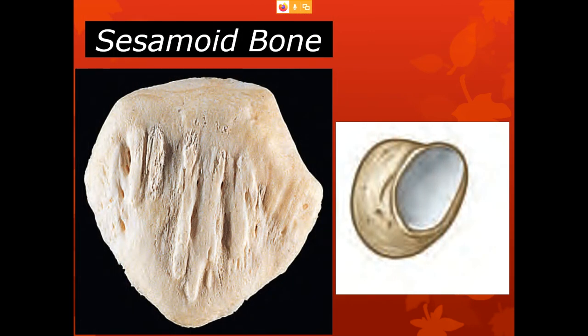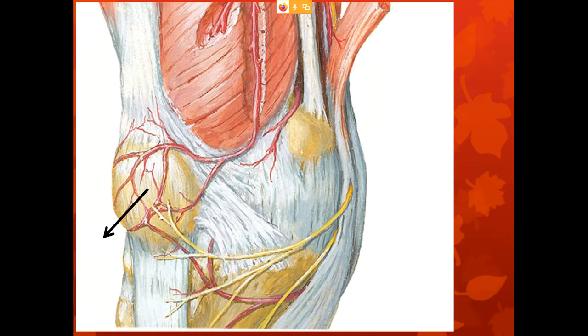Then the sesamoid bone, which is present between the tendons. Here you can identify the patella. It comes under the sesamoid bone. And the pisiform bone is present between the tendons of flexor carpi ulnaris. This pisiform is a bone of the proximal row of carpal bones, present most medially. So it also comes under the sesamoid bone.